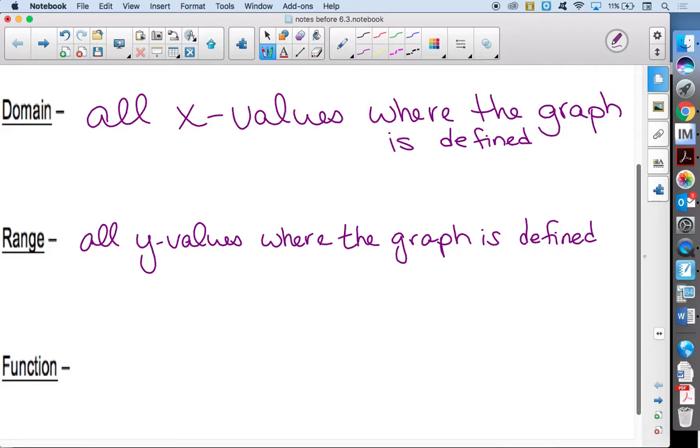And when you're looking at the y values, you want to look at the bottom of the graph and kind of move to the top of the graph. So from the small number to the larger number.